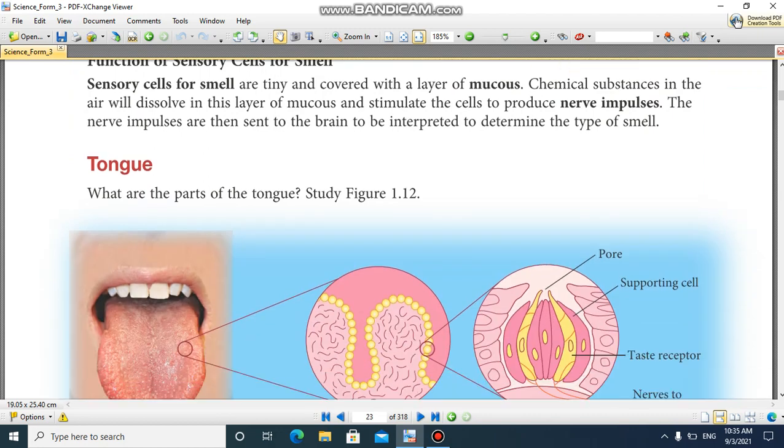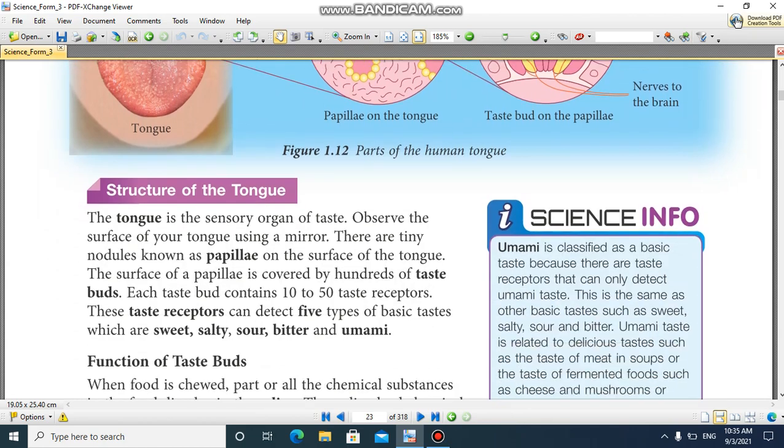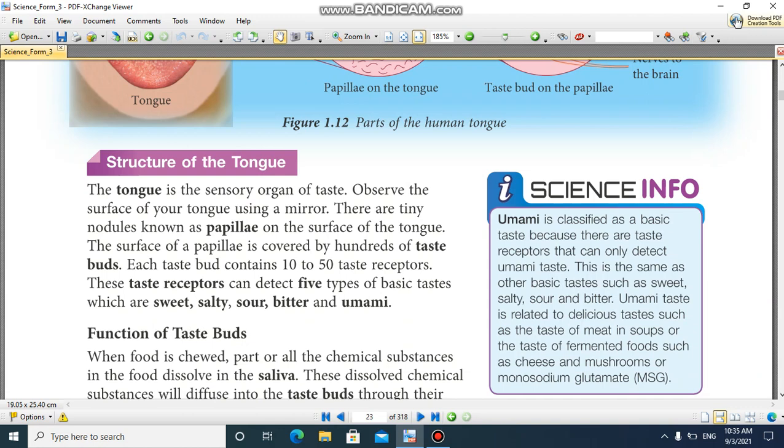What are the parts of the tongue? Tongue, papillae on the tongue, taste bud on the papillae. Pores, supporting cell, taste receptor, nerve to the brain. The tongue is the sensory organ of taste. Observe the surface of your tongue using a mirror. There are tiny nodules known as papillae on the surface of the tongue. The surface of a papilla is covered by hundreds of taste buds.